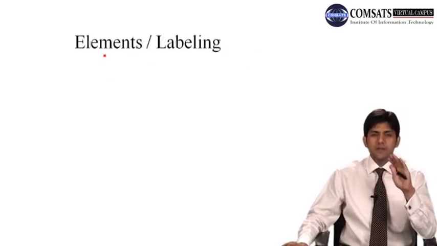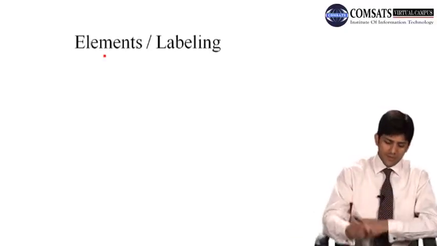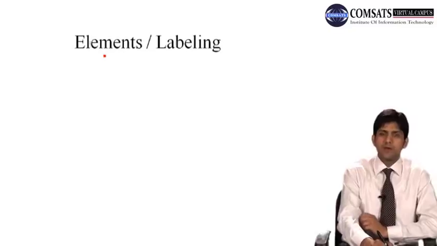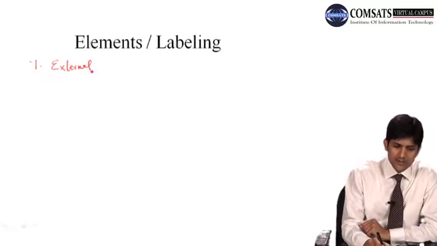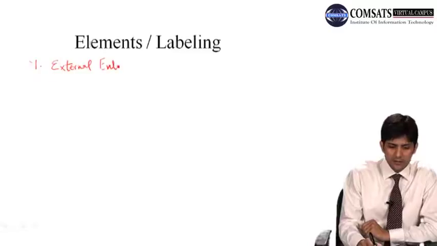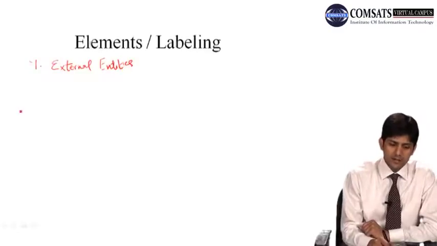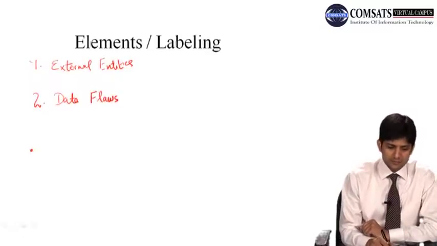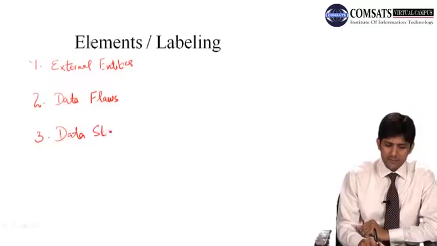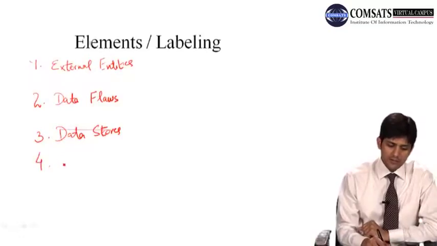Okay, so how many elements were there in a DFD? If you remember, there were basically four things that we draw in a DFD. Number 1, we have external entities. Number 2, we have data flows. Number 3, we have data stores, and number 4, we have the processes.